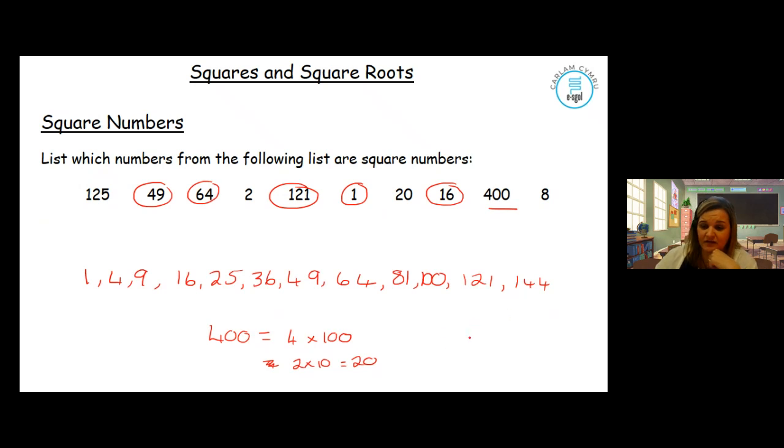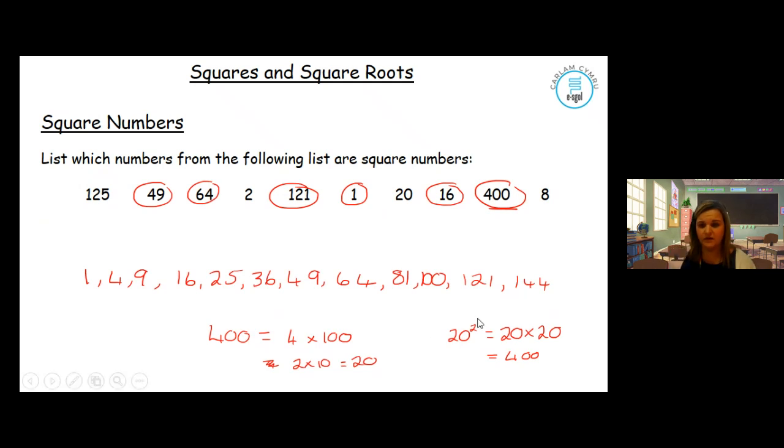And I can check that then. If I square 20, going back to the notation that we've seen before with a little power 2, that's the same as 20 multiplied by 20. And if I work that through, I do get 400. So 400 is also a square number in that list.